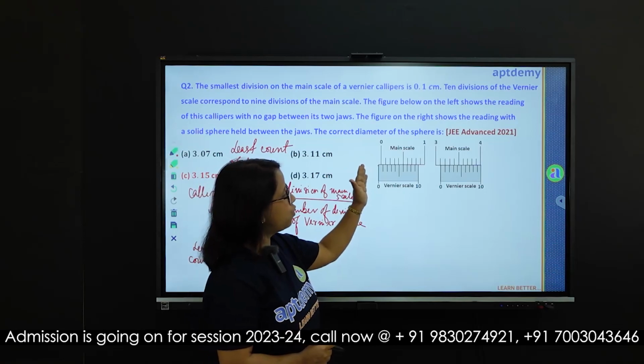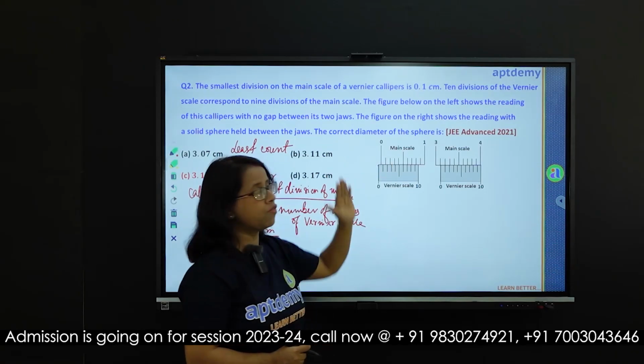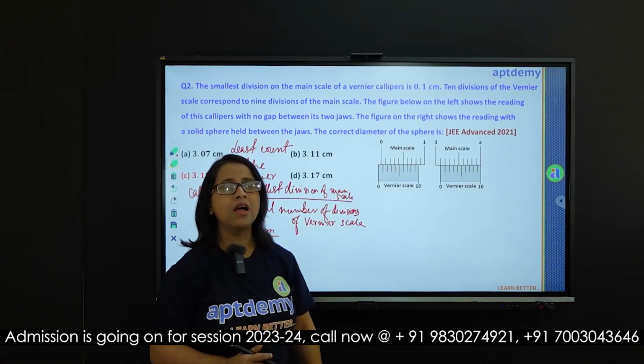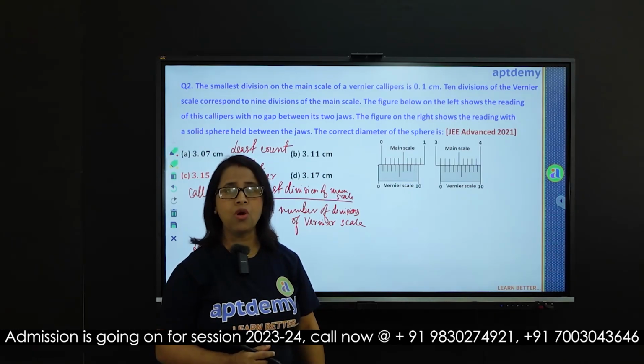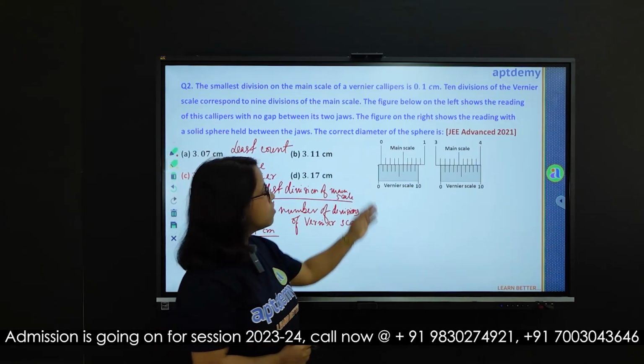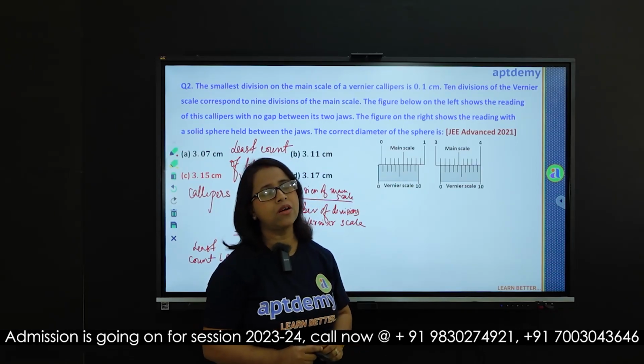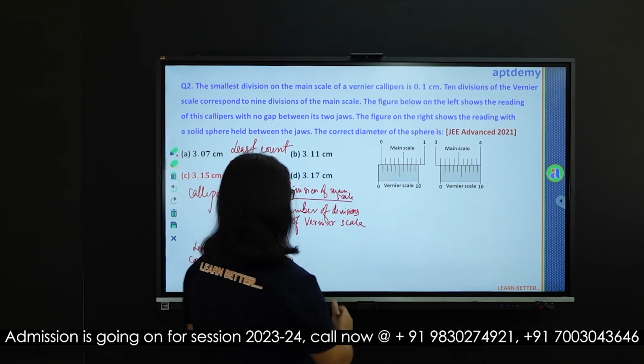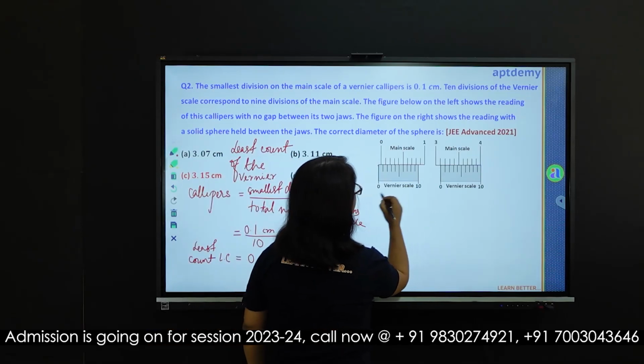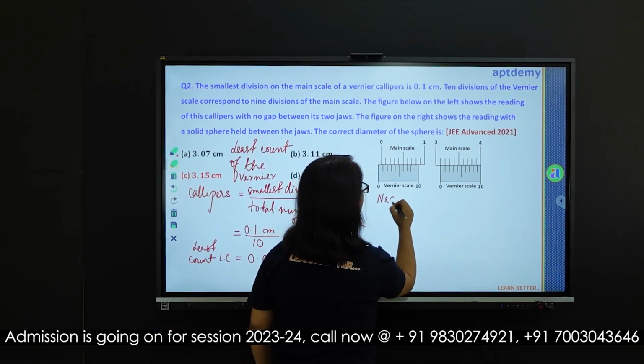If the 0 would have been towards the right of the 0 of the main scale, then it would have corresponded to positive zero error. So, this is a case of negative zero error. Let us first calculate the zero error of the instrument. So, negative zero error.